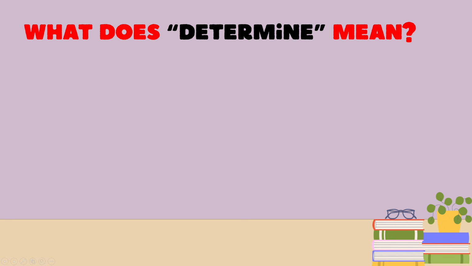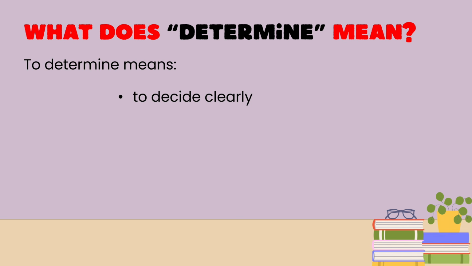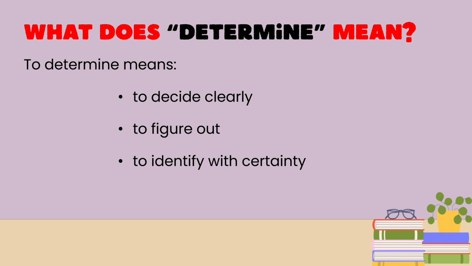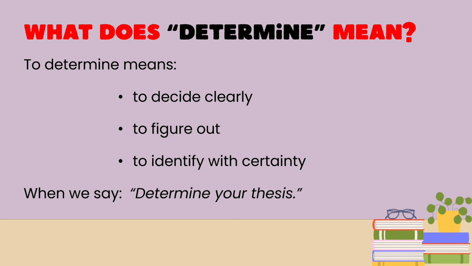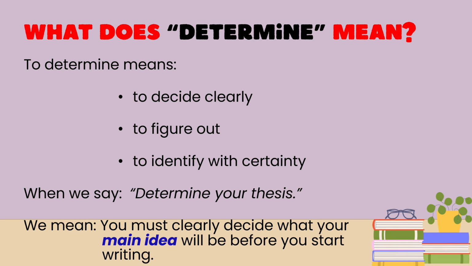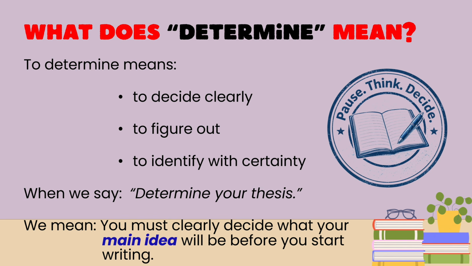Let us first understand the word determine. To determine means to decide clearly, to figure out, and to identify with certainty. So when we say determine your thesis, we mean you must clearly decide what your main idea will be before you start writing. Strong writers do not write immediately. They pause, they think, they decide first.